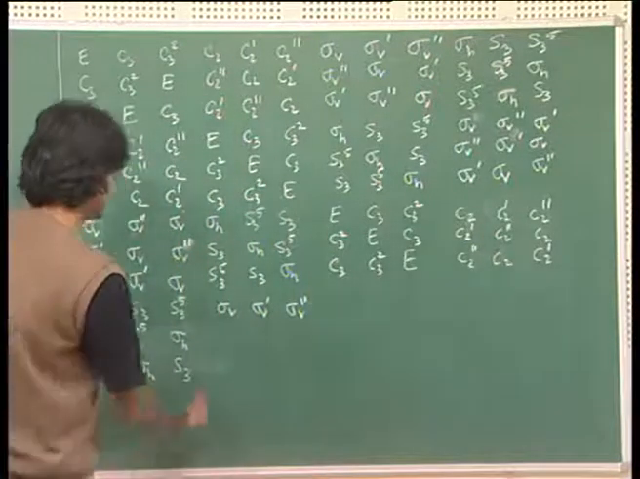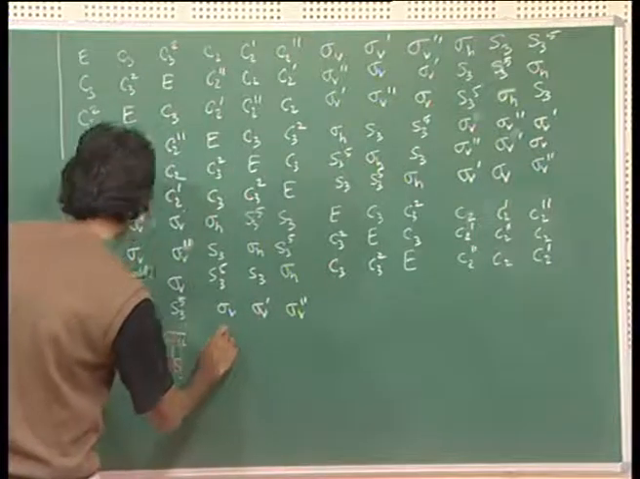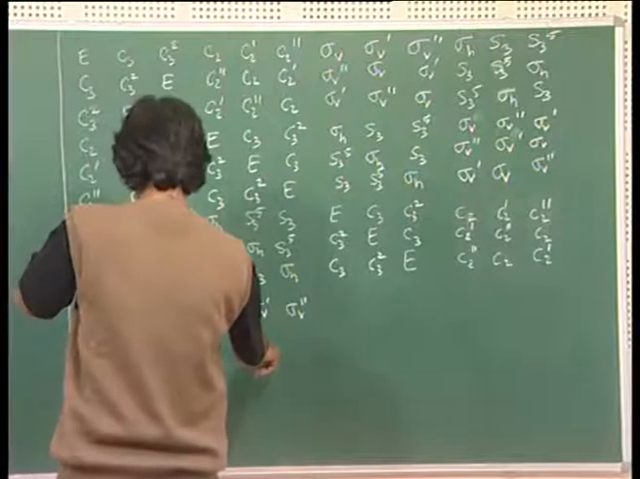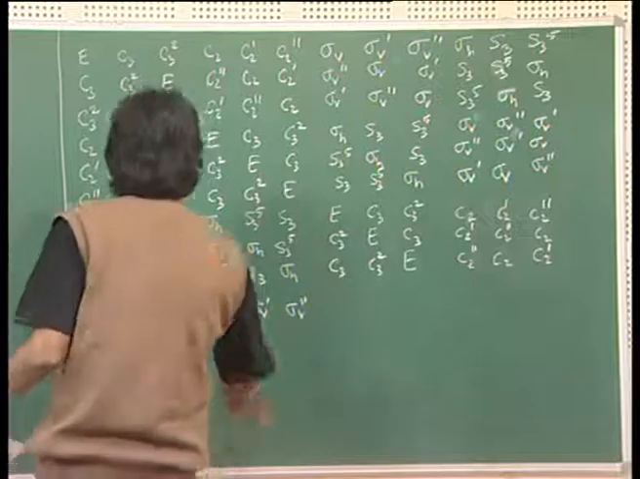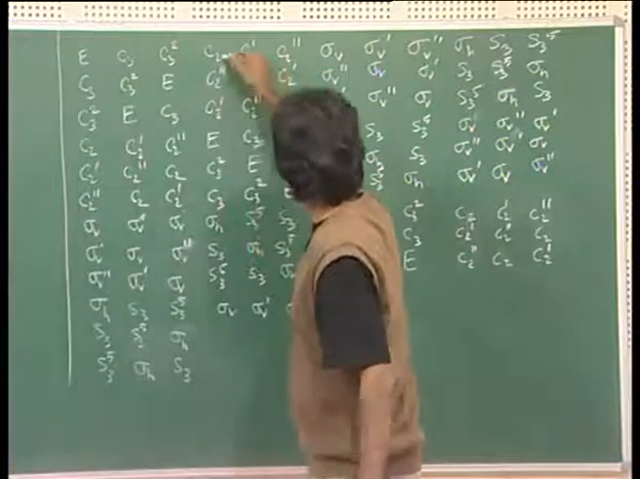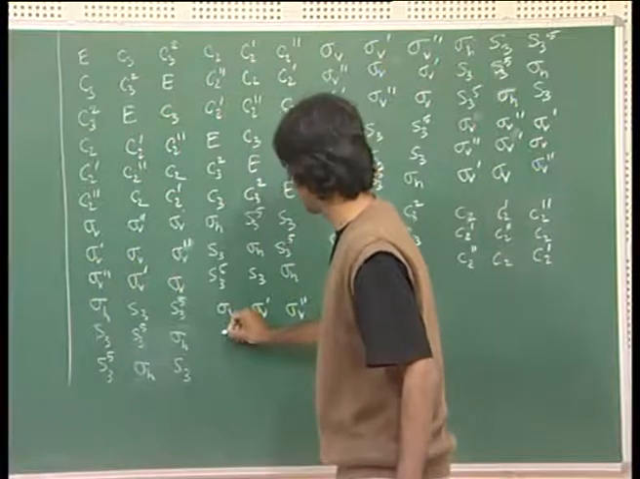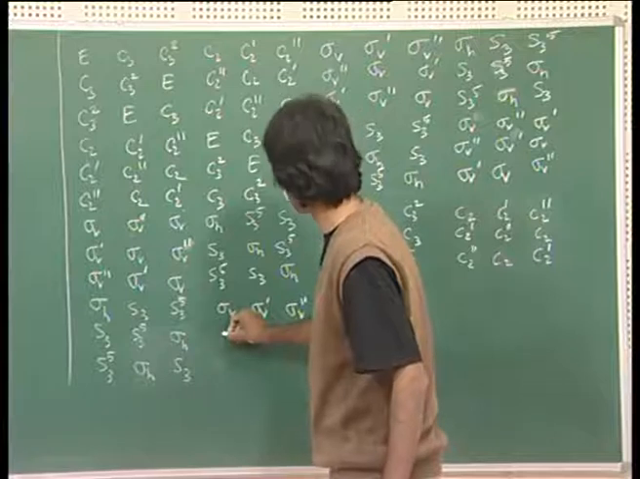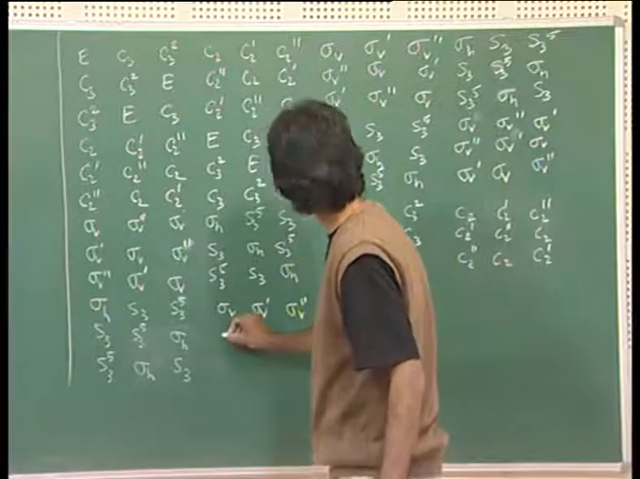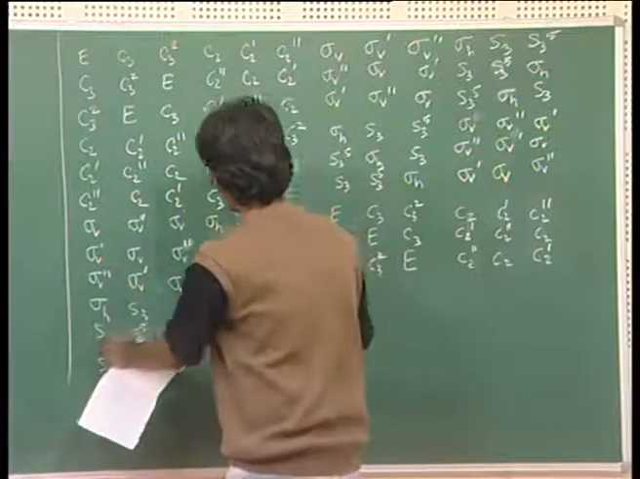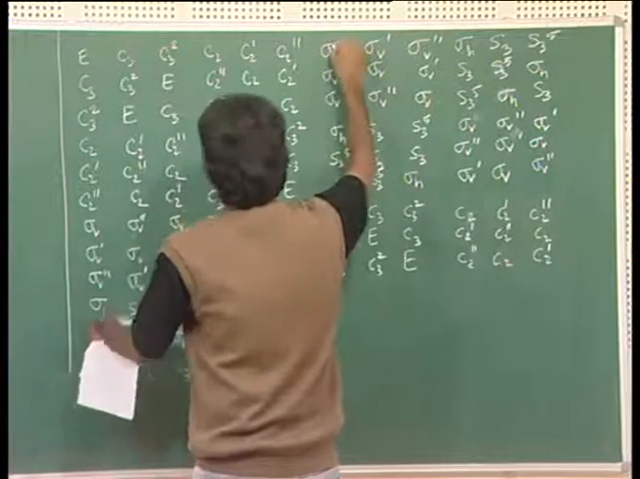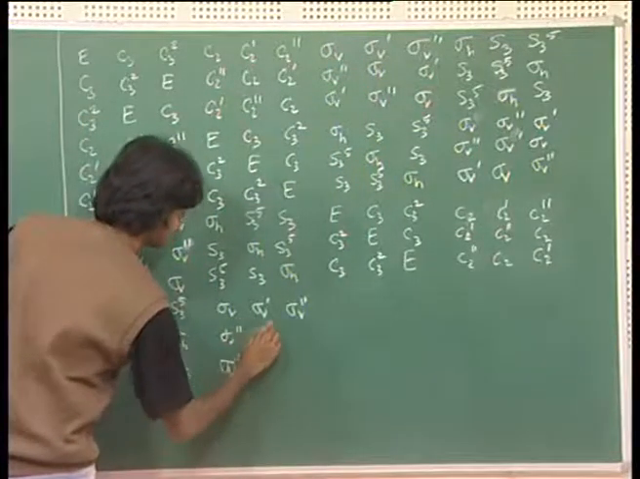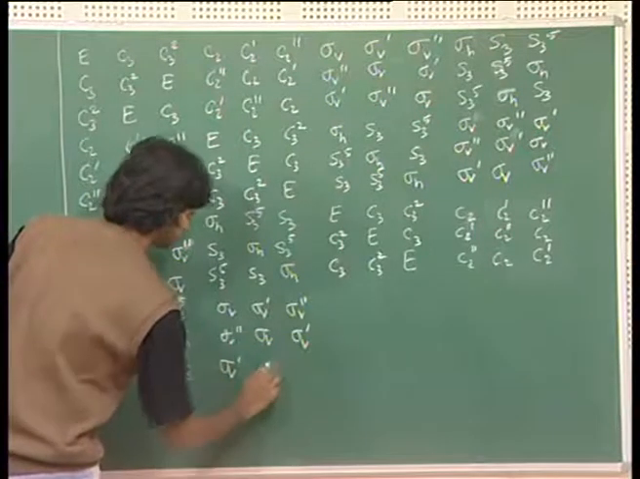And here we can fill the remaining. So S3 followed by C2 prime. So what we have, C2 followed by S3. S3 is same as C3 into sigma H. So C2 into sigma H is sigma V. So sigma V followed by C3. So sigma V followed by C3 is sigma V double prime. Double prime, and then this should be sigma V prime, sigma V prime.